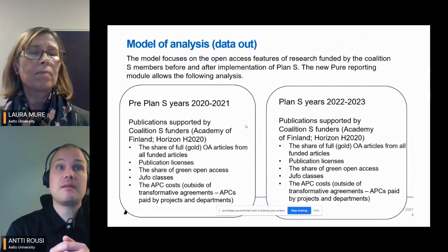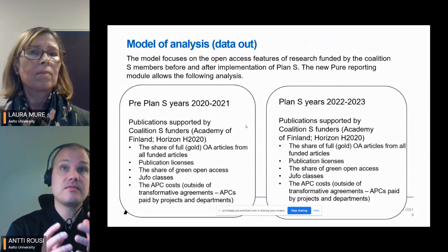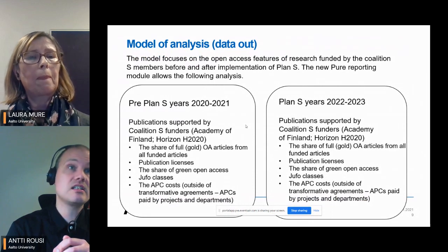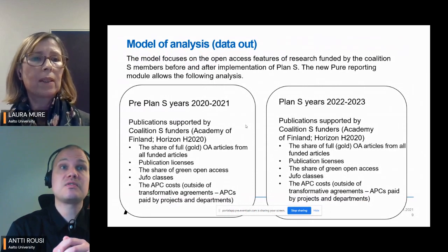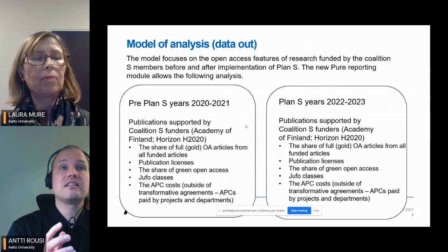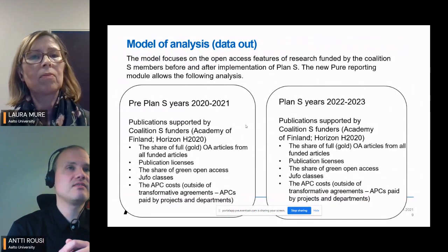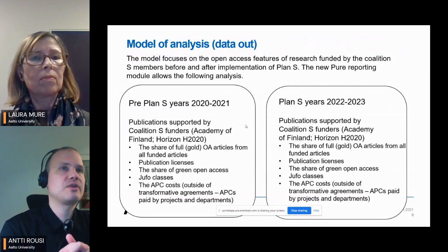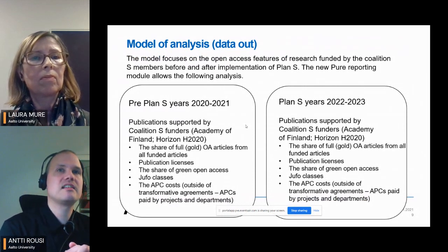And then we can see what happens to the share of green open access. That's also very interesting in the context of Plan S, if you are familiar with that. And then we can see how the UFO, the Nordic classification, changes within these publication types. So there are a lot of opportunities and really interesting insights you can look into using the new Pure reporting module, and it's quite easy to do.